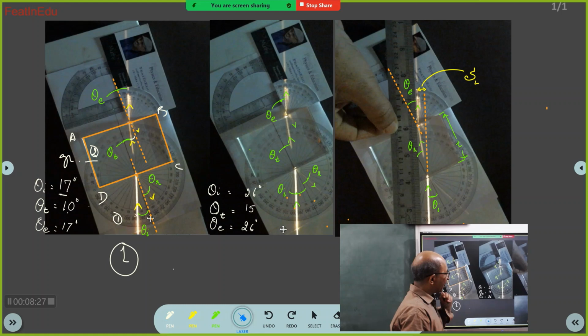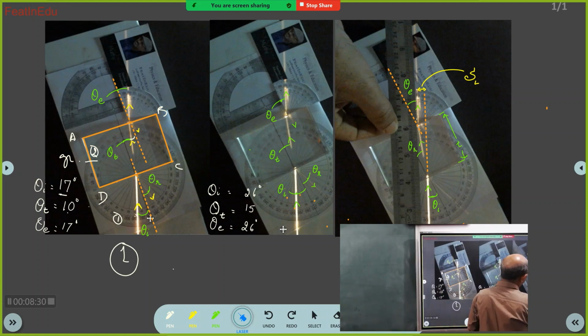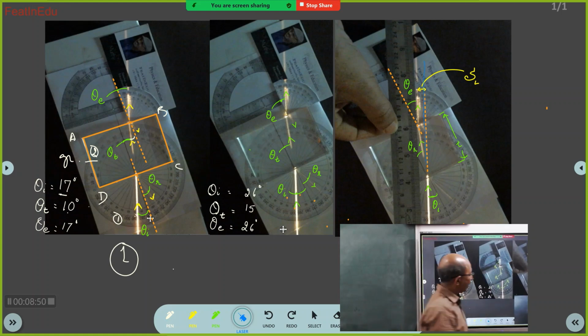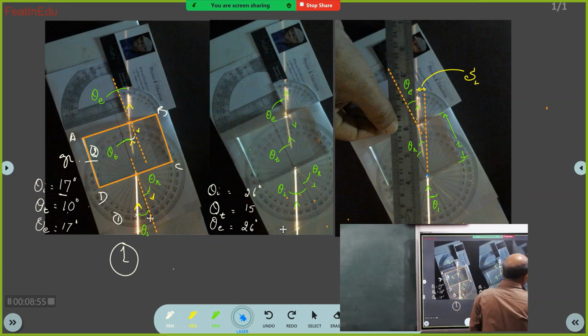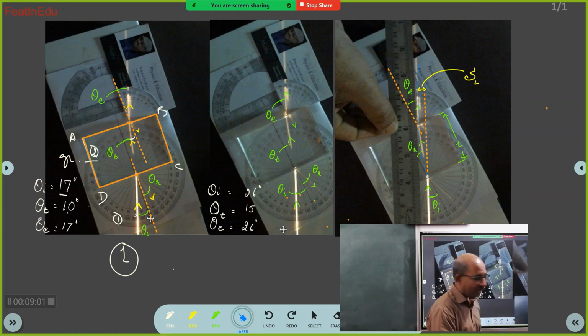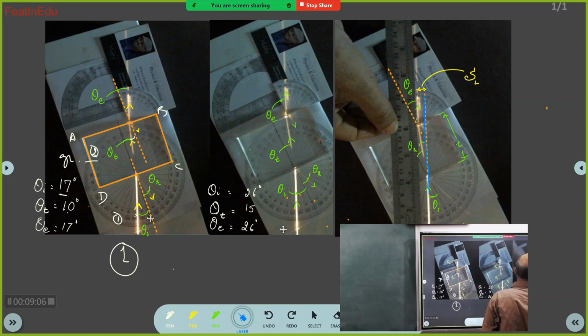So now you see this is the incident ray and this is the emergent ray. I hope you can see this, right? Now you see this emergent ray is parallel to this incident ray. It has refracted here, and then it has refracted here and come out like this. But whatever ray has come out here is parallel to the original incident ray.